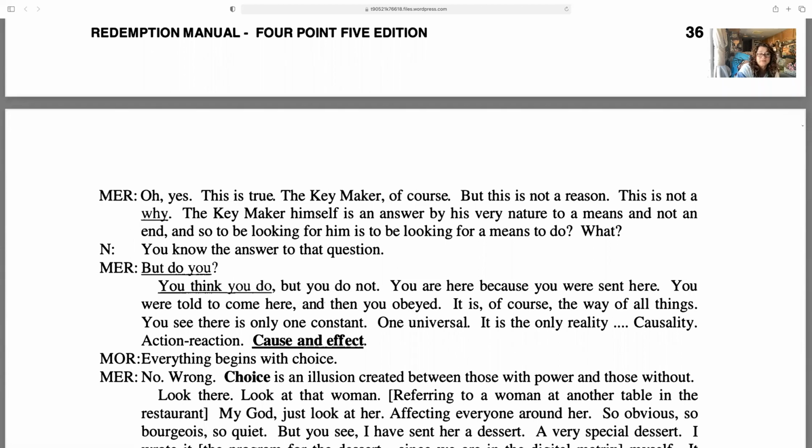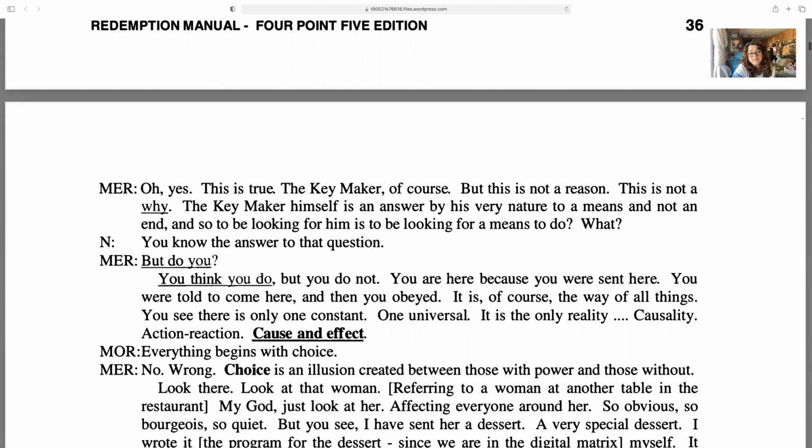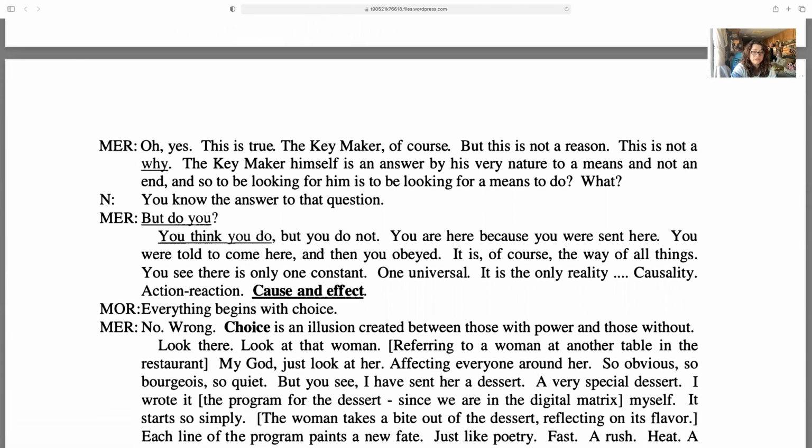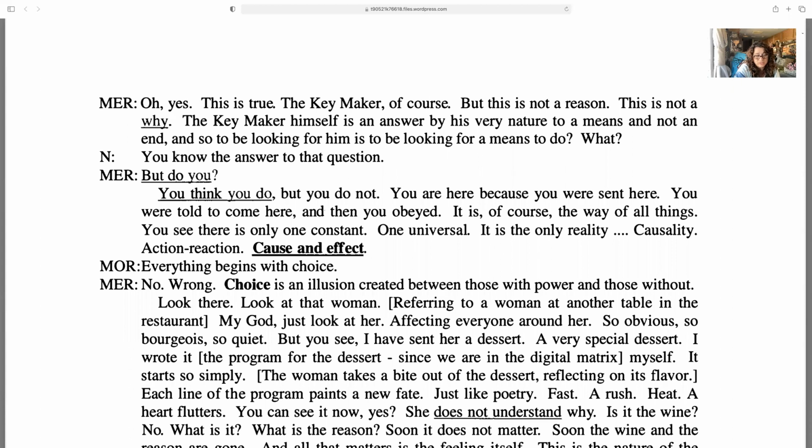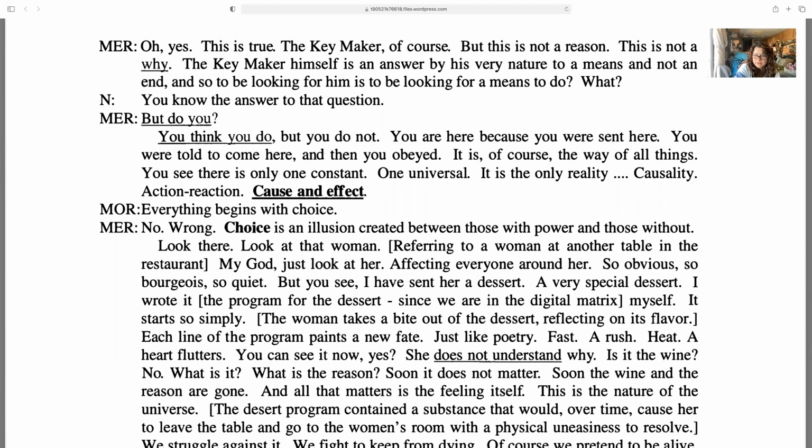You are here because you were sent here. You were told to come here, and then you obeyed. It is, of course, the way of all things. You see, there is only one constant, one universal. It is the only reality: causality, action, reaction, cause and effect. Morpheus: Everything begins with choice. Mer: No, wrong. Choice is an illusion created between those with power and those without. Look here, look at the woman, referring to a woman at another table in the restaurant. My God, just look at her, affecting everyone around her. So obvious, so bourgeois, so quiet. But you see, I have sent her a dessert, a very special dessert. I wrote it, the program for the dessert, since we are in the digital matrix, myself.